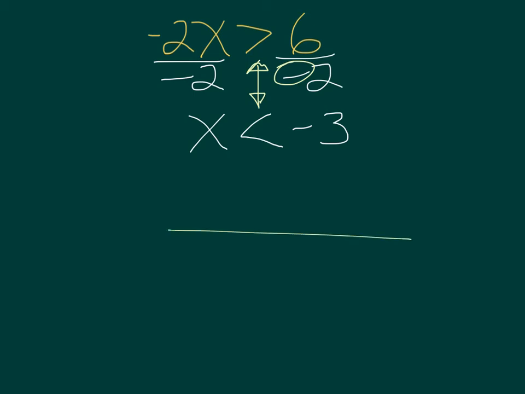I'll just do the graph quickly. We've got negative 3, an open circle, and we're going to the left because we want numbers less than negative 3. So now we've taken care of our inequality. Let's go ahead and do multiplication with the fractions, because I know that everyone has a little more trouble with that. So we'll do 1 or 2 problems with fractions.